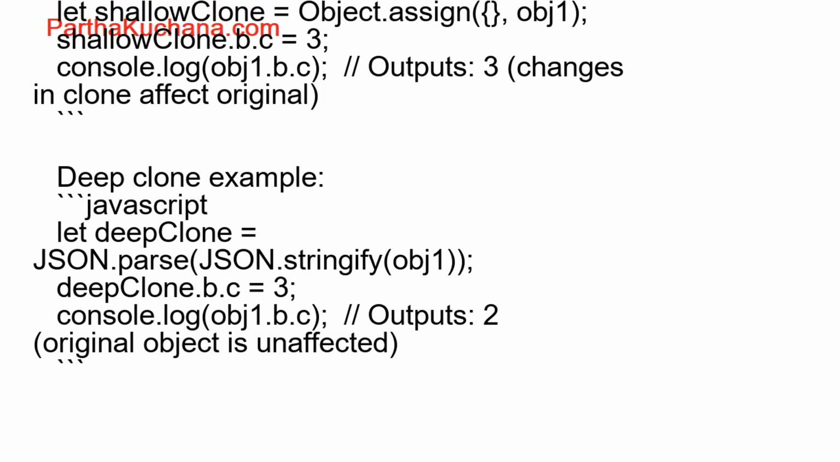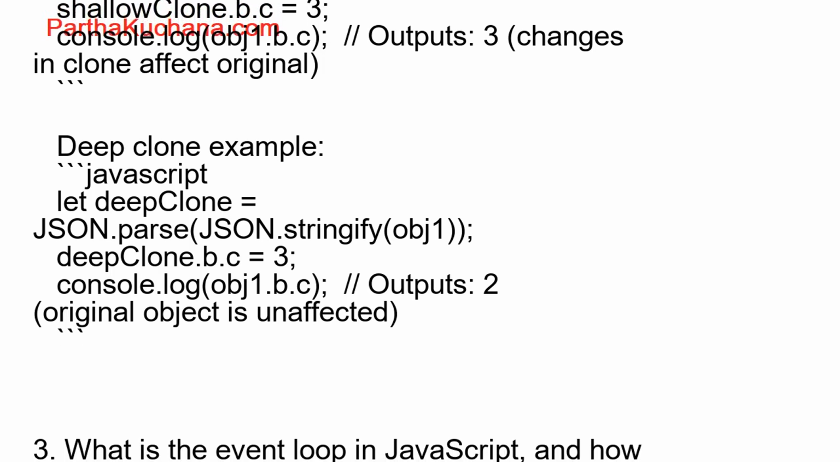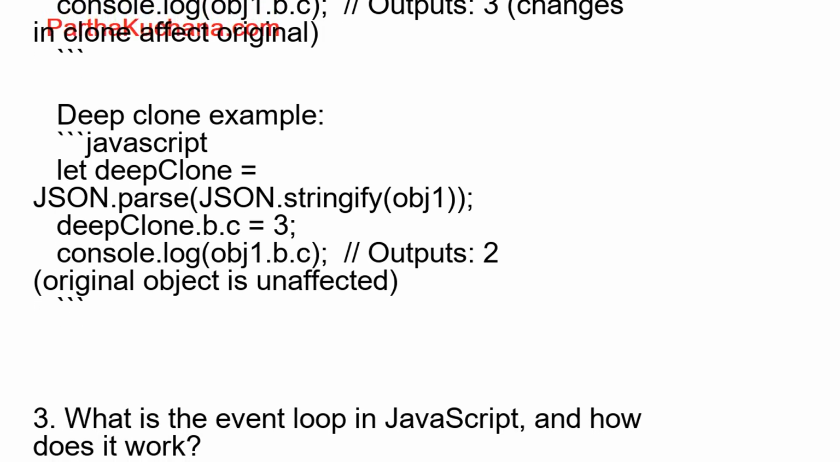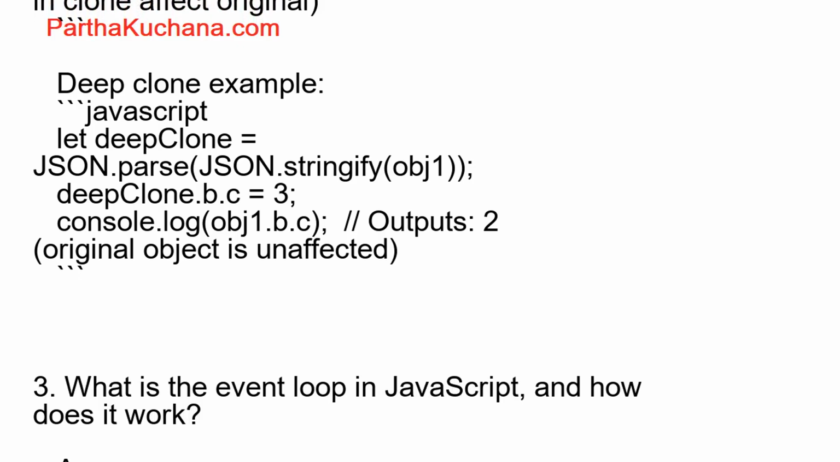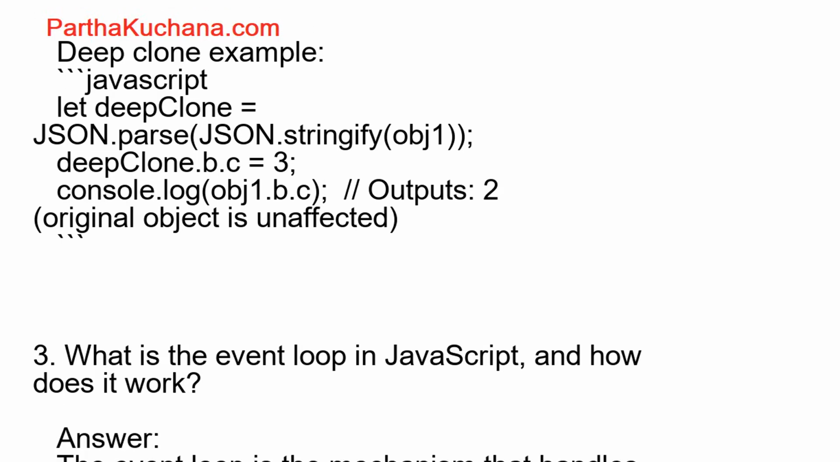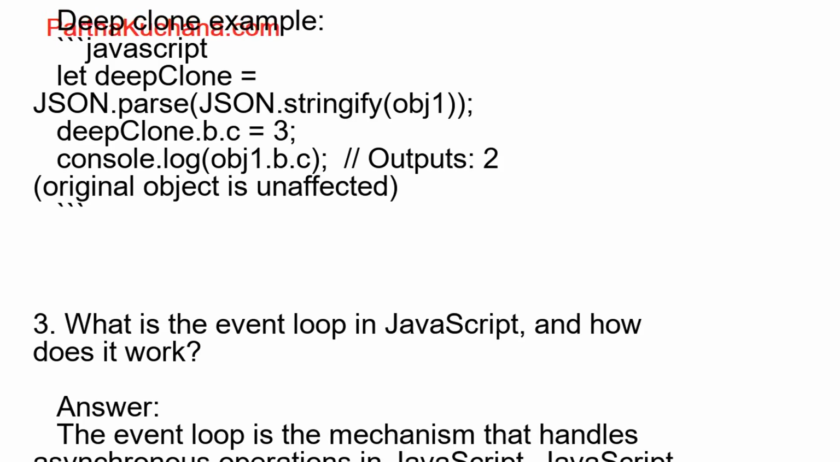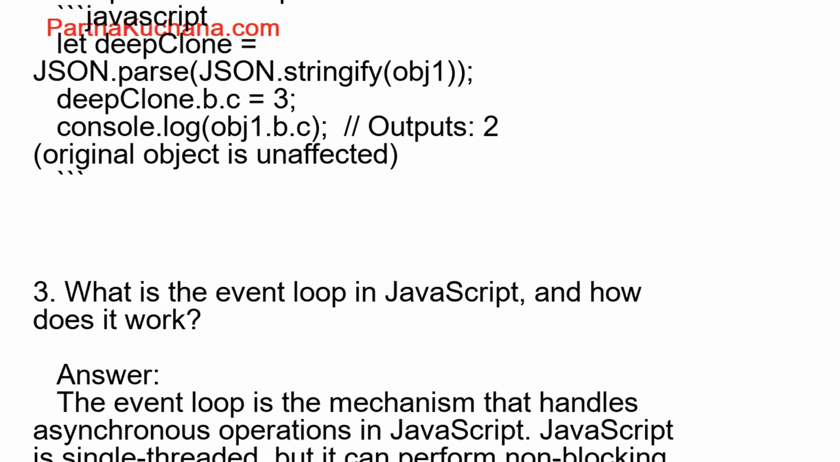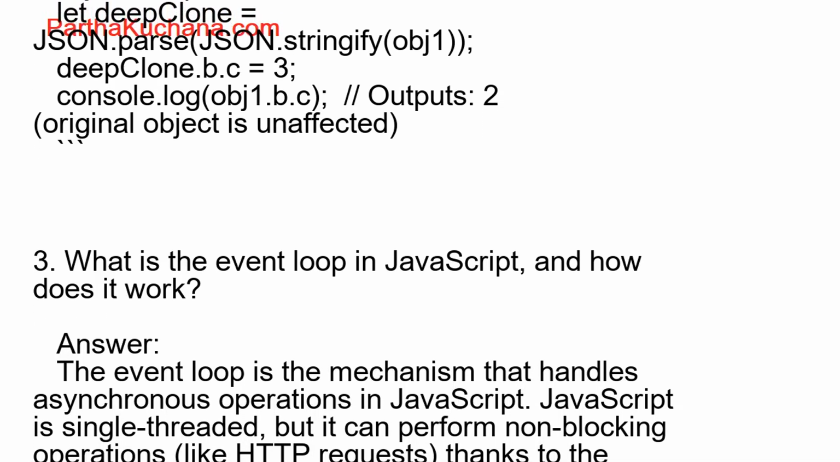3. What is the event loop in JavaScript, and how does it work? Answer. The event loop is the mechanism that handles asynchronous operations in JavaScript. JavaScript is single-threaded, but it can perform non-blocking operations like HTTP requests, thanks to the event loop.